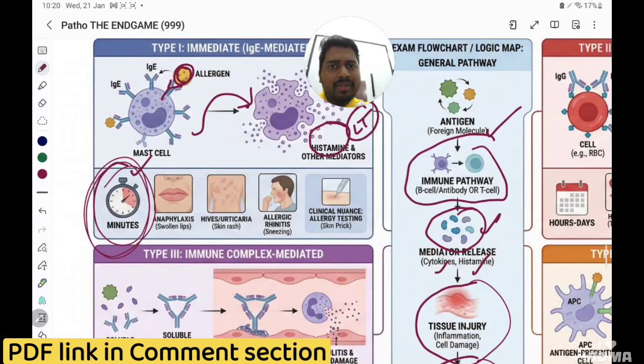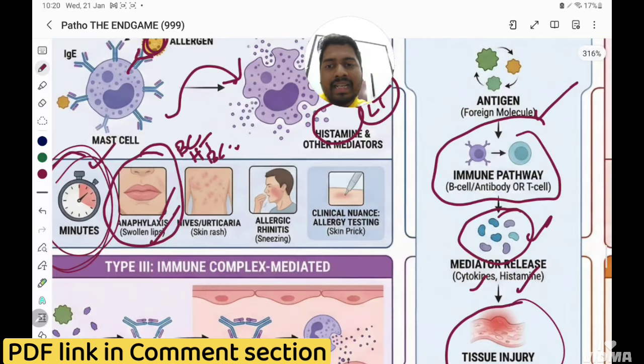Okay, so because of this, certain things happen like anaphylaxis. Okay, so anaphylaxis is a type of type 1 hypersensitivity reaction. In anaphylaxis, there will be swollen lips, there will be breathing difficulty also. Okay, breathing difficulty because of bronchoconstriction. Okay, in anaphylaxis, there can be hypotension and there can be bradycardia. Okay, next, hives can occur, that is skin rashes can occur, and there can be allergic rhinitis also, and we usually use the skin prick test for this.